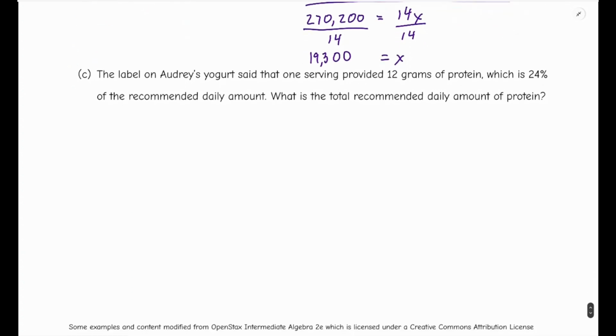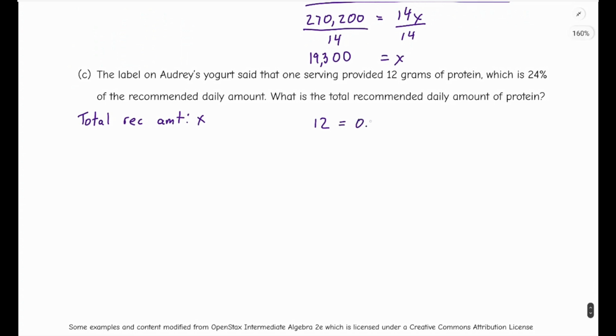Part C. The label on Audrey's yogurt said that one serving provided 12 grams of protein, which is 24% of the recommended daily amount. What is the total recommended daily amount of protein? So the total recommended amount is our only variable. Let's call that x. And we're told that the 12 grams of protein is 24% of the daily amount.